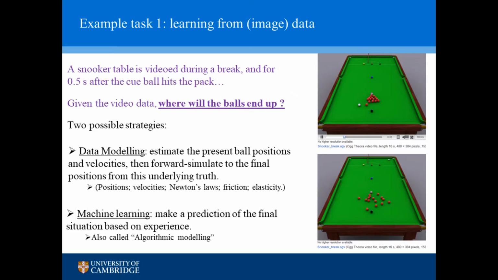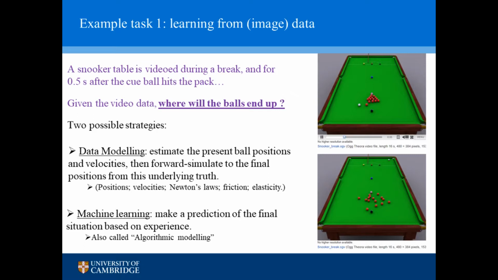So if we wanted to predict or to tell for ourselves where all of these balls end up, there's a few different ways we could do it. Two particular strategies I'm going to call physics and machine learning. Now, the first one, physics, which is also called by machine learning people data modeling, involves looking at the video of the start of the snooker break, and we want to use this video to estimate the ball positions and velocities at the end of the video.